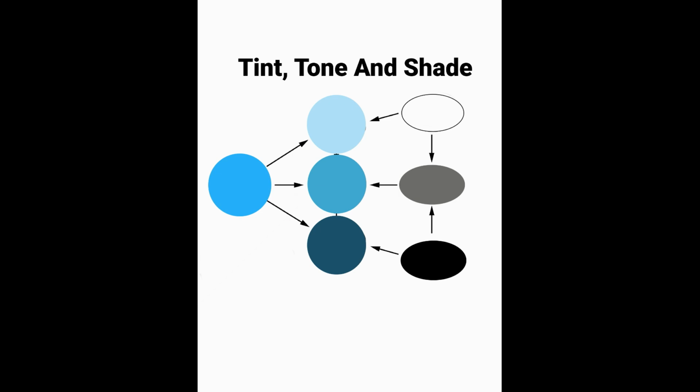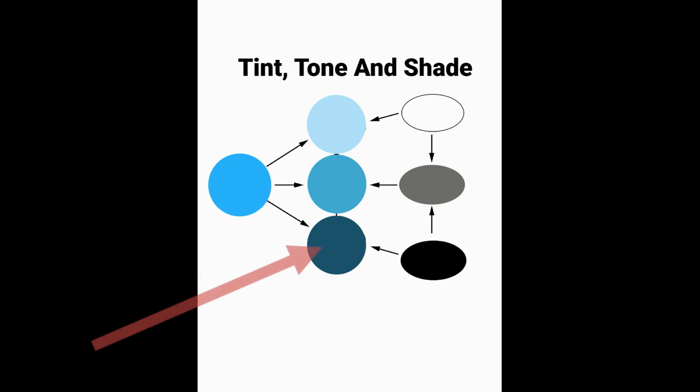Very simple. Tone is any color mixed with gray. When you tone a color, you are darkening the color. It remains the same color, but just a darker version of it. So if I said to you, we're going to tone down that hue, all I'm saying to you is we're going to darken the color.